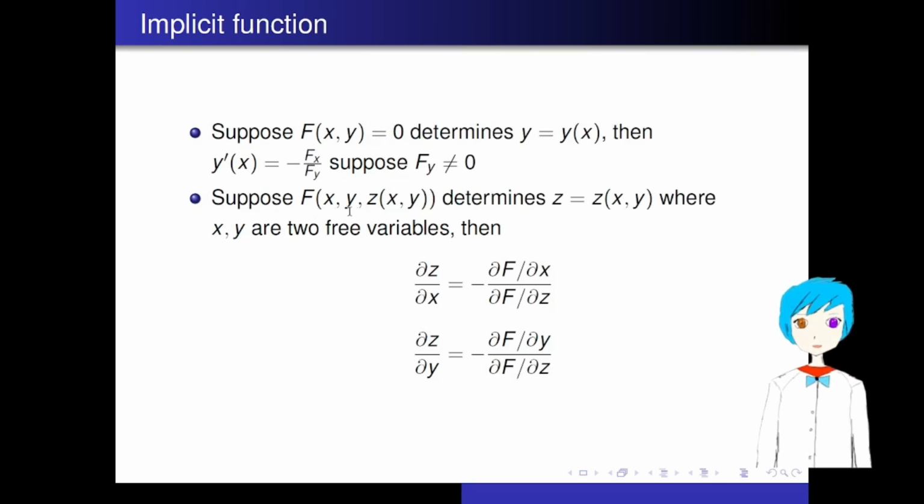F(x, y, z) determines z equals z of x and y, where x and y are two free variables. Then partial z/partial x equals minus partial F/partial x divided by partial F/partial z, and partial z/partial y equals minus partial F/partial y divided by partial F/partial z. So this is the implicit function differentiation rule for a function of three variables.